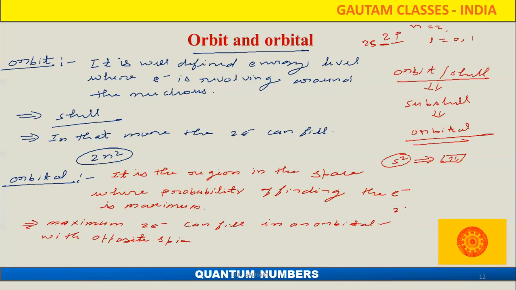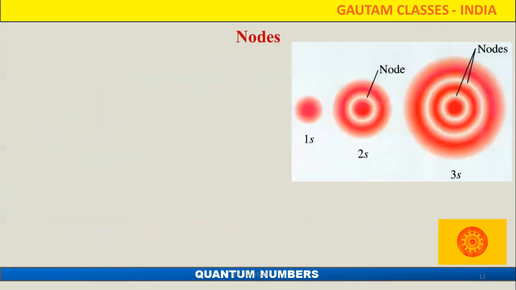Suppose I am going to write here 2p3. How can we fill the electrons here? 1, 2, 3. So like that we can fill the electrons. How we are going to fill the electrons, all this I am going to teach in detail in Hund's principle and Pauli exclusion principle. So that was the concept of orbit and orbital. Hope everything is clear now, no doubt.